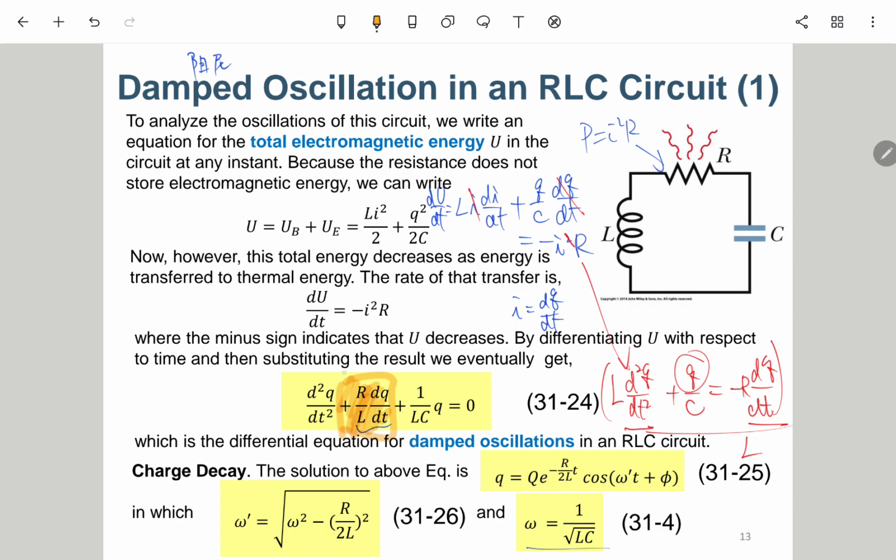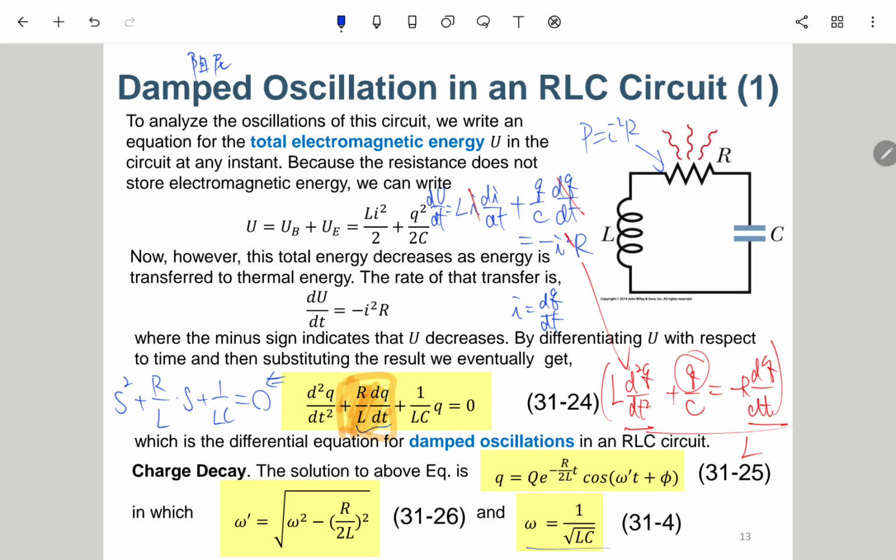Okay, so to solve this second order ODE, we try to change the second derivative to S squared. So it becomes S squared plus R over L times S plus 1 over LC. So it's a second order algebraic equation regarding S. So of course we have 3 different cases: when b squared minus 4ac is larger than 0, equal to 0, or smaller than 0.